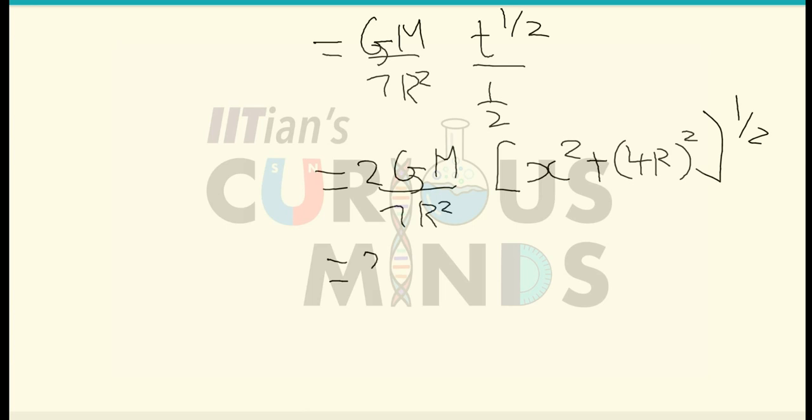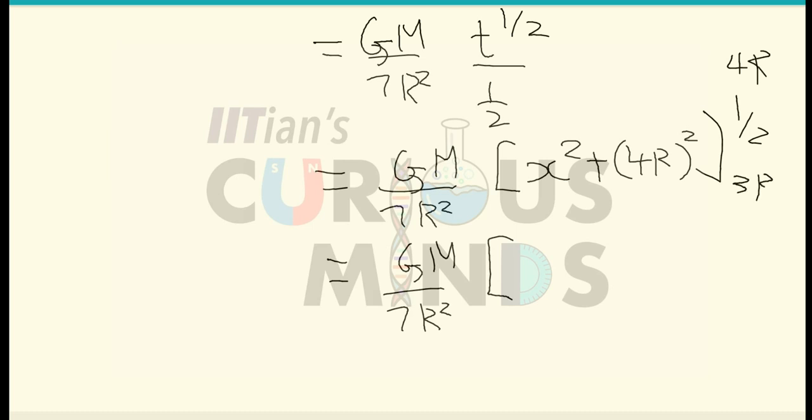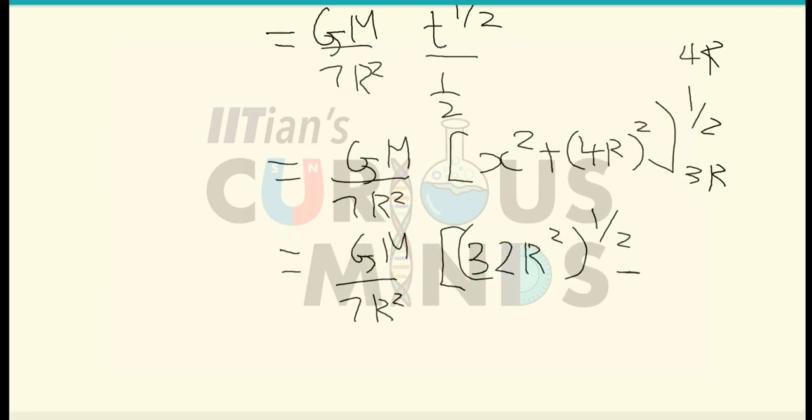I have already taken 2 outside, so it will be equal to gm divided by 7r square. Let me substitute the upper limit first, 4r, and the lower limit, 3r. So 4r the whole square plus 4r the whole square will be equal to 32r square the whole raised to half, that is 16 plus 16, minus 3r the whole square plus 4r square, which is equal to 25r square the whole raised to half.